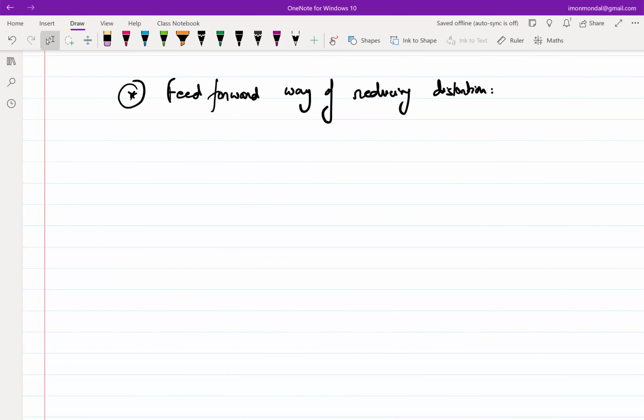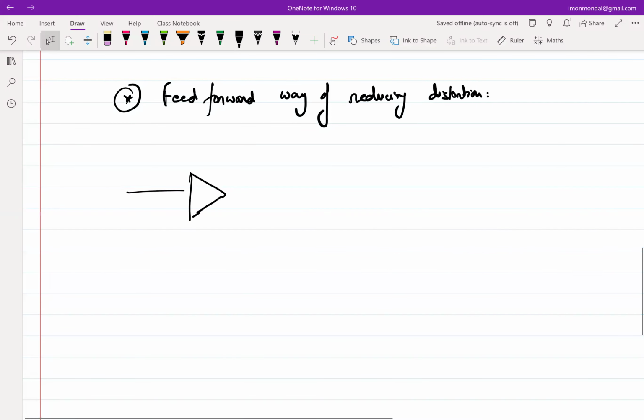I'll show you the example, and then hopefully you'll understand why it is called a feed forward way of reducing. So let's say I have an amplifier which has only third order distortion. Maybe it's a differential amplifier, which doesn't have any even order distortion. It only has third order distortion, which means I can express this output as A1 V in plus A3 V in cube. I am neglecting the fifth order and all.